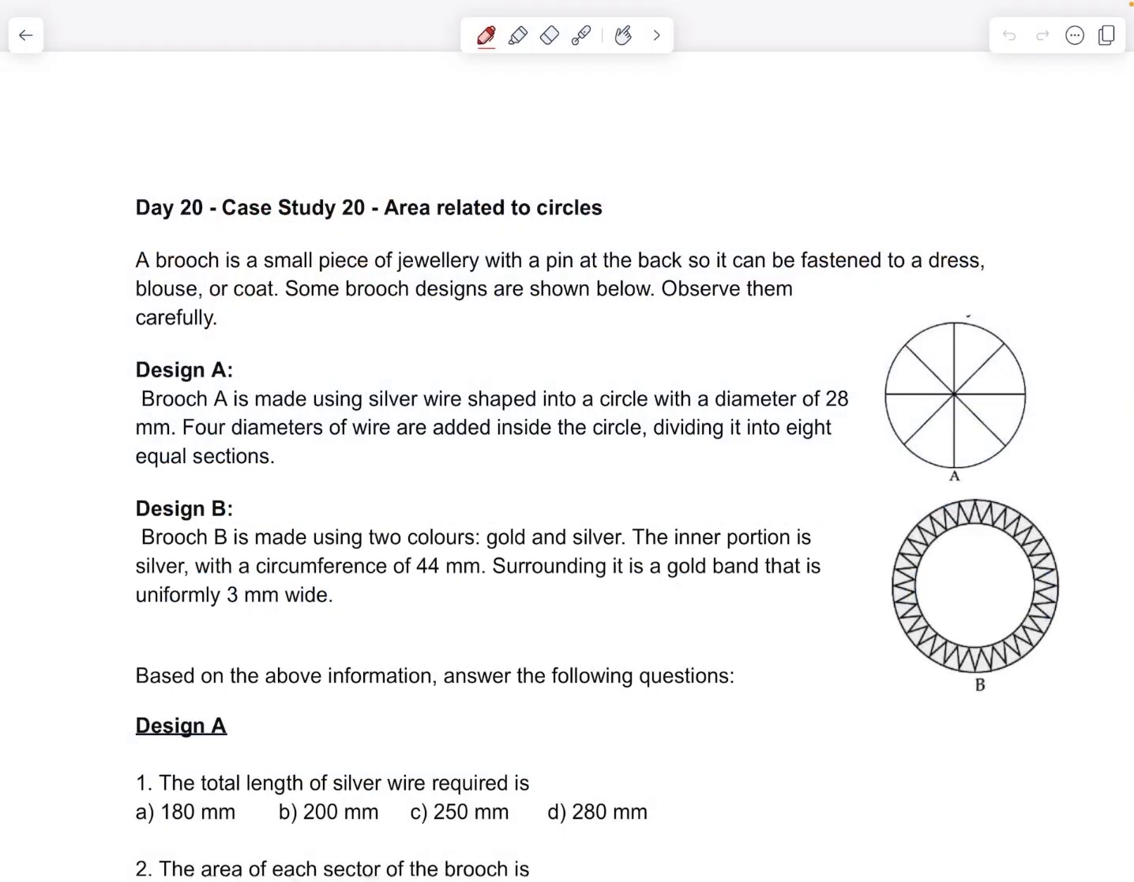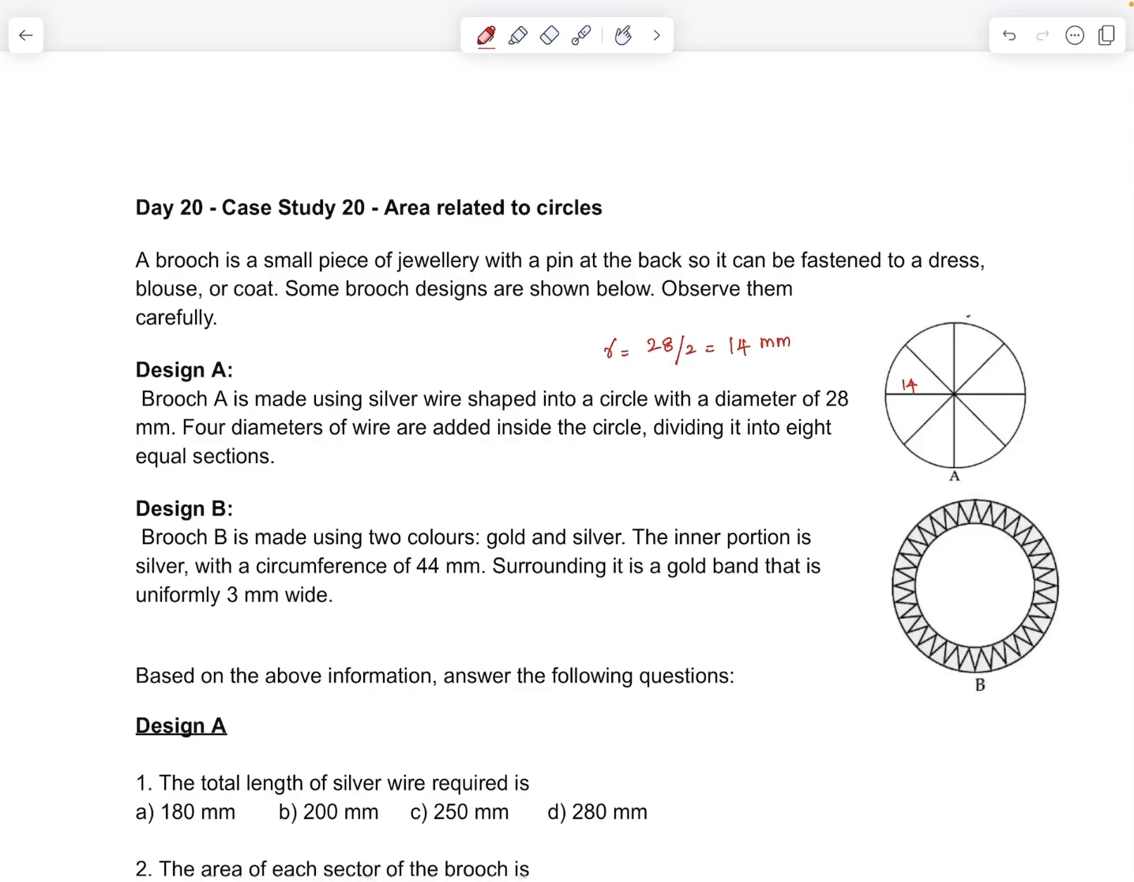The question goes like this. A brooch is a small piece of jewelry with a pin at the back so it can be fastened to a dress, blouse or coat. Some brooch designs are shown below. Observe them carefully. Design A. Brooch A is made using silver wire shaped into a circle with a diameter of 28 millimeter. So the radius will be 28 upon 2, which is 14 millimeter. 4 diameters of wire are added inside the circle, dividing it into 8 equal sections.